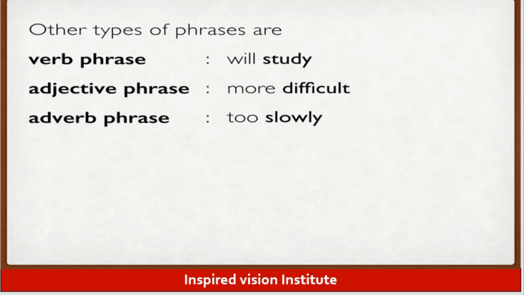Adjective phrase, it must consist of an adjective, like here, more difficult. So difficult is an adjective. More difficult is again giving the sense of an adjective, but it's a combination of words. That's why it's called a phrase. So it will be an adjective phrase. Slowly, it's an adverb. Too slowly, it's again giving the sense of an adverb, but it is now called an adverb phrase because it's a combination of two words which is giving an adverb sense.